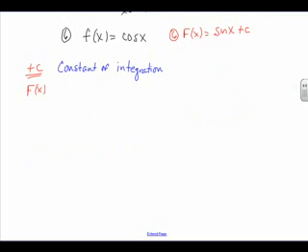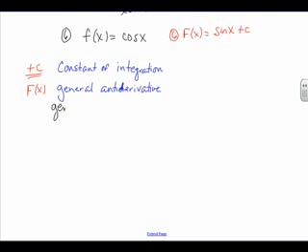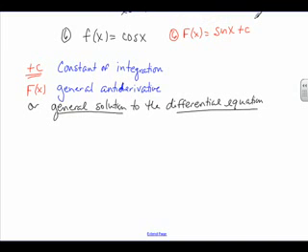Now, the function that we're getting, capital F of x, for each of these problems, or at least the function in the form that we've got with the plus c on it, is called the general antiderivative. So a general antiderivative will always have plus c, the constant of integration, included in it. That general antiderivative is also sometimes referred to as the general solution to the differential equation.